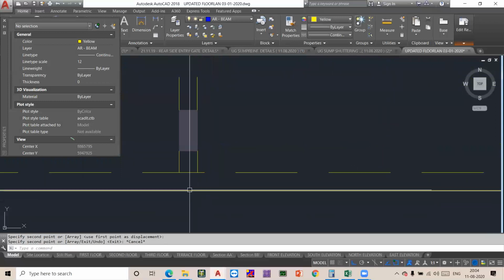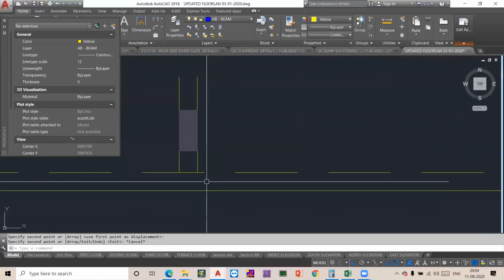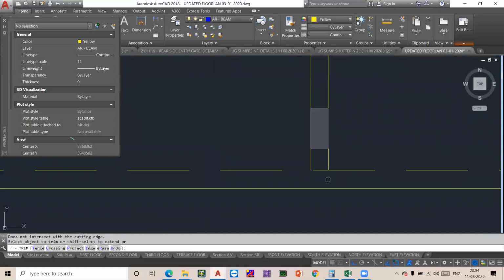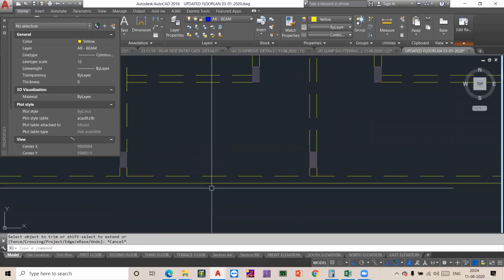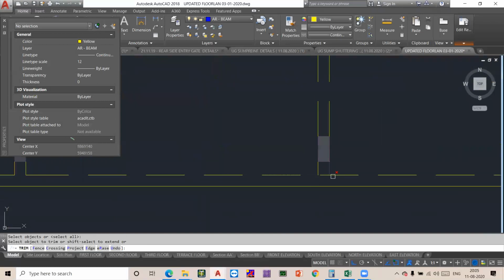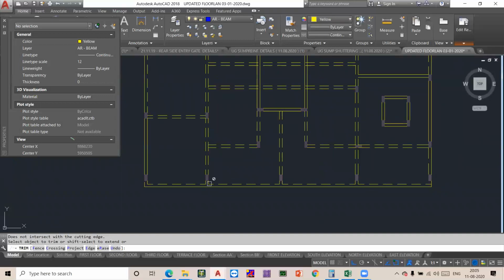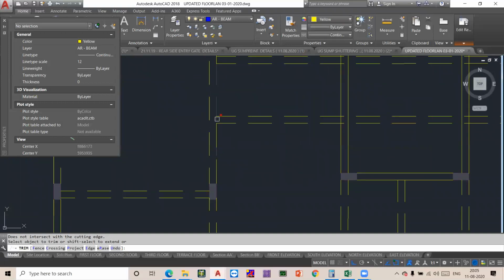See, whenever the beams are being connected to each other, we need to trim them. We need to show the continuity like this. The command I used is TR, double enter. See, there is a discontinuity, TR double enter. So with this, the continuity of the beams is attained. Likewise, we will be doing the same thing here.